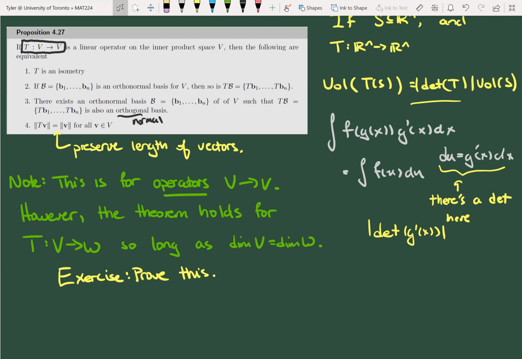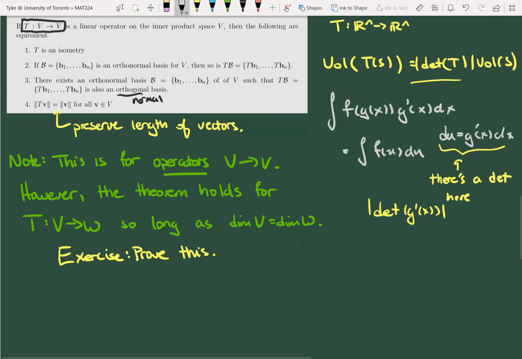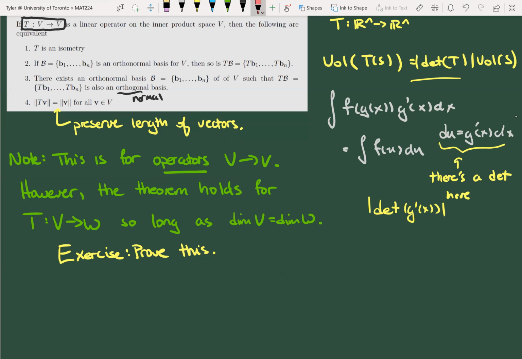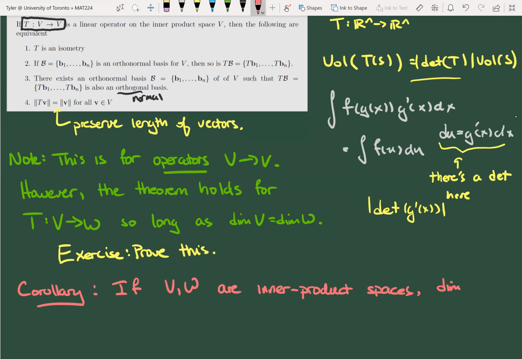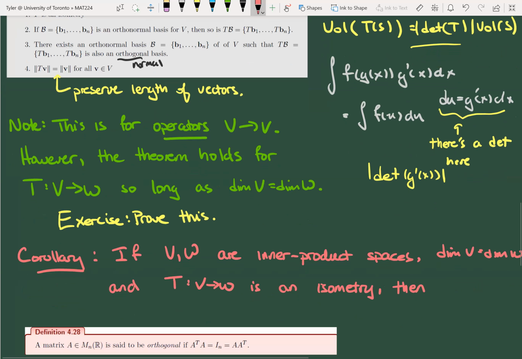Okay, and so there's lots of cool things that we can do here. As an immediate corollary to this, if V and W are inner product spaces with the same dimension, so dim V equals dim W, and T mapping V to W is an isometry, then T is an isomorphism.